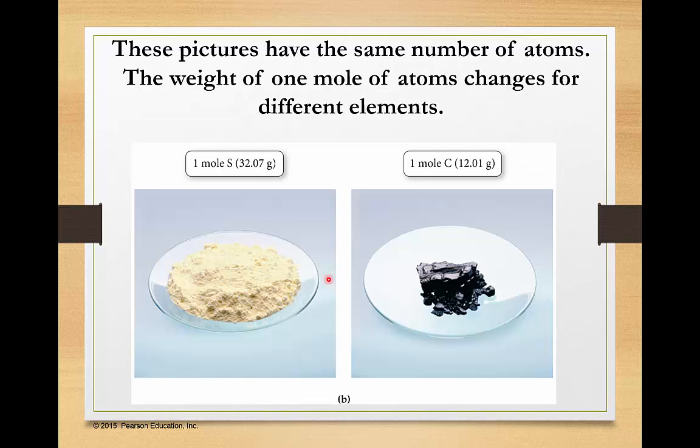Same thing for elements, just like the nails, large and small nails. Both of these pictures have the same number of atoms in them. They both have 1 mole of atoms. This is 1 mole of sulfur. This is 1 mole of carbon. You can tell by looking at it. It's in the same size container. This one takes up a lot less space than this one. If you look at the mass, the sulfur has a mass of 32 grams. The carbon is only about 12 grams. This is like the large nail. These are larger particles. These are like the smaller nails. They're smaller particles, so they take up less space and have less mass for the same number.